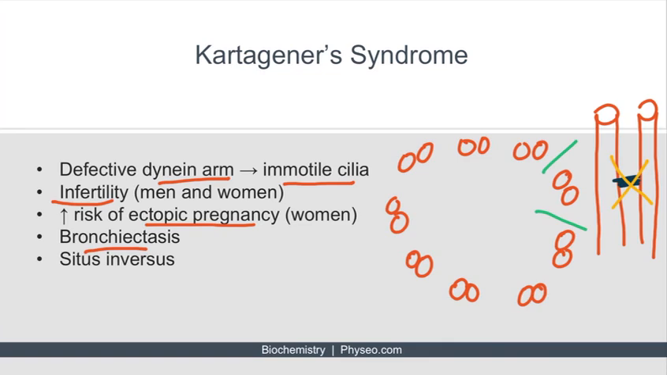Finally, because the microtubules are necessary for the proper positioning of organs in utero, these patients will have situs inversus. This is a congenital condition that results in the reversal of organs. So, for example, the heart will be positioned towards the right side of the body rather than the left.